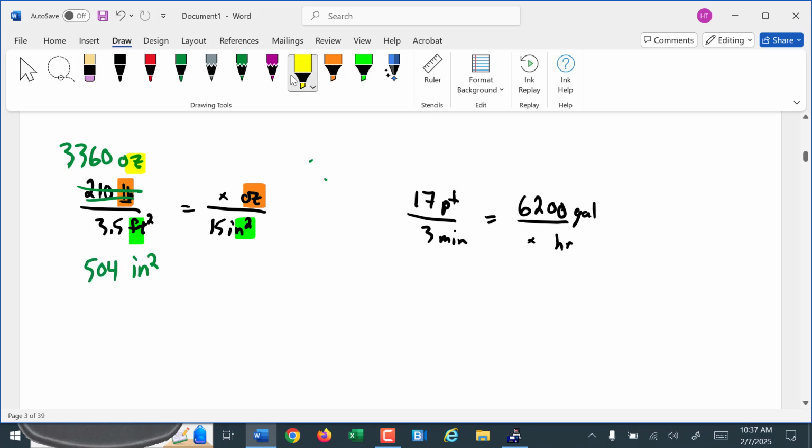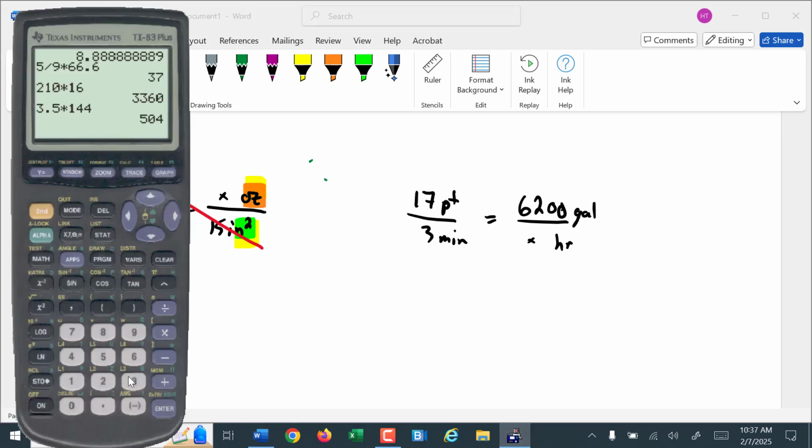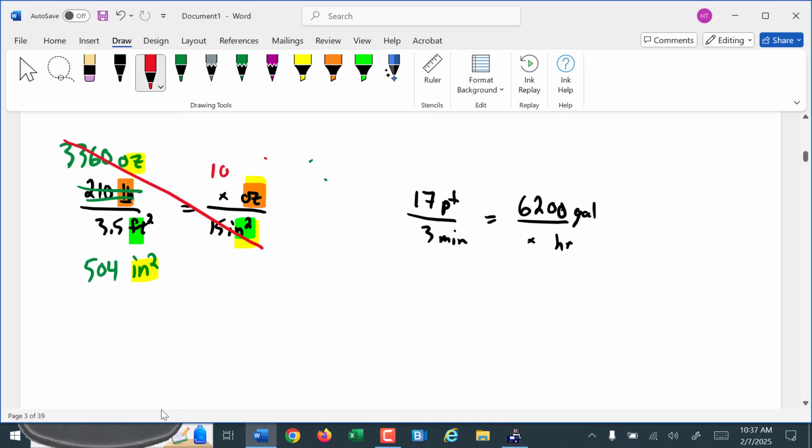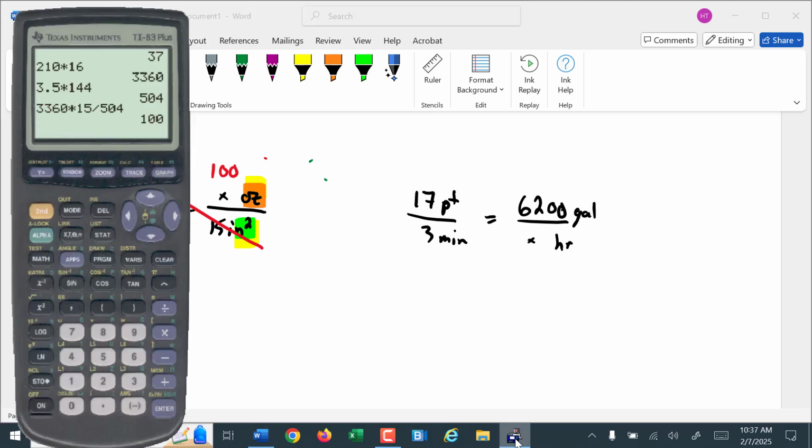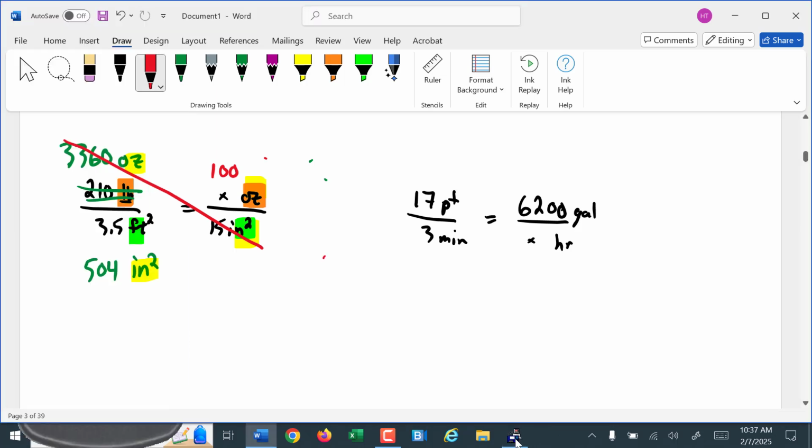Now we have the same units in both. And to solve a proportion, it's just cross multiply and divide. So 3,360 times 15 divided by 504, giving us 100 ounces in 15 square inches. I couldn't have planned that one if I tried. Any questions on what we did there?